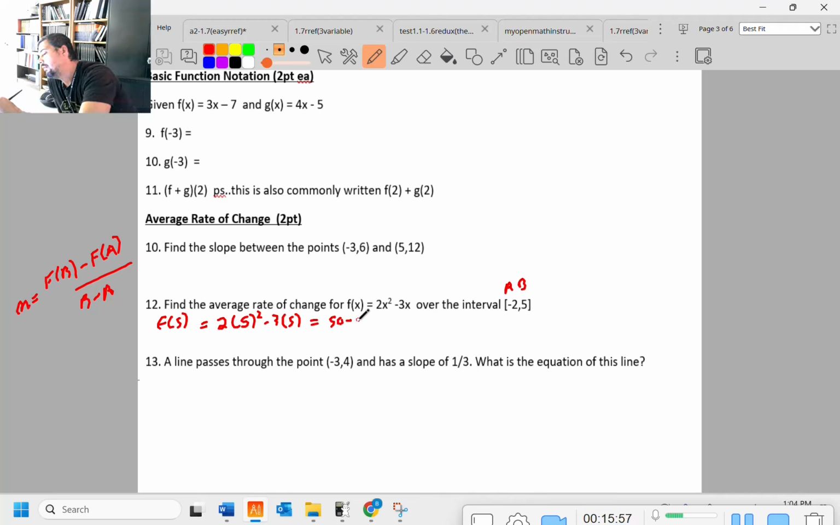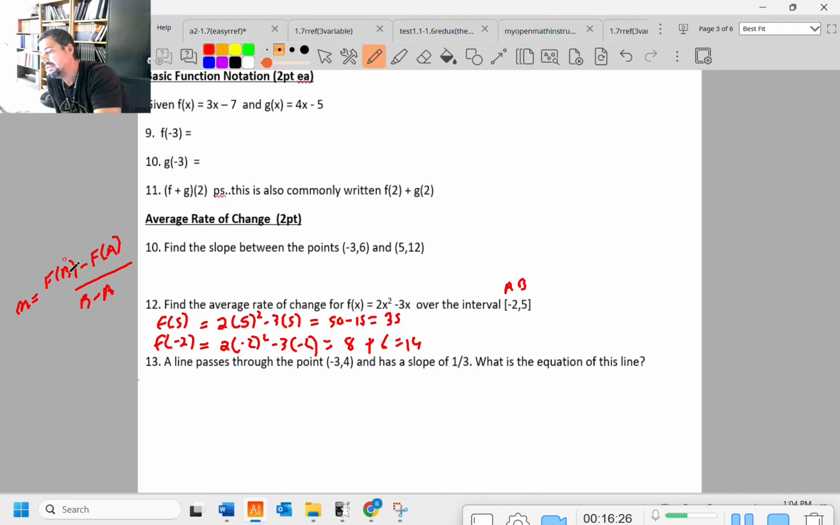And then we're taking away 15, because that's what 3 times 5 is, boys and girls, and we get 35. Okay. Here's the hard part. You're also going to have to figure out f of negative 2. So twice a negative 2 squared minus 3 times a negative 2. Well, what is that going to be? A negative 2 that is squared is 4, times a 2 is 8. A negative times a negative is positive, so we end up with 8 plus 6, which is 14.